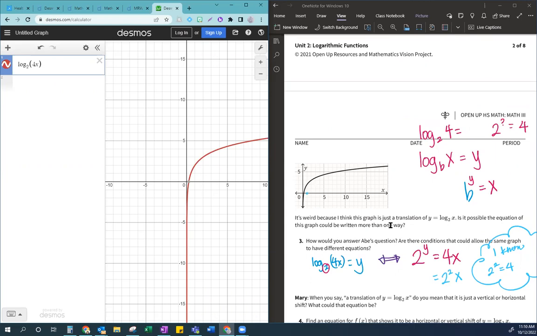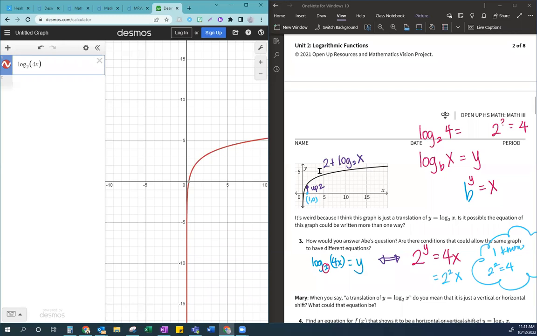And then you're saying he moved up. How many did he move up? He moved up 2. Wait, we know how to write an equation that moves up 2. How do we write an equation that moves up 2? Oh, 2 plus in front? Okay, so you want me to write 2 plus, and they already told you it was log base 2 of x. Oh man, that's cool because that's that 2 that was right there.